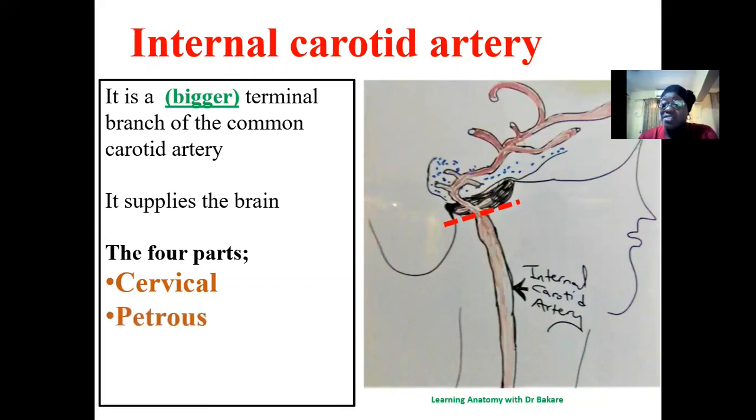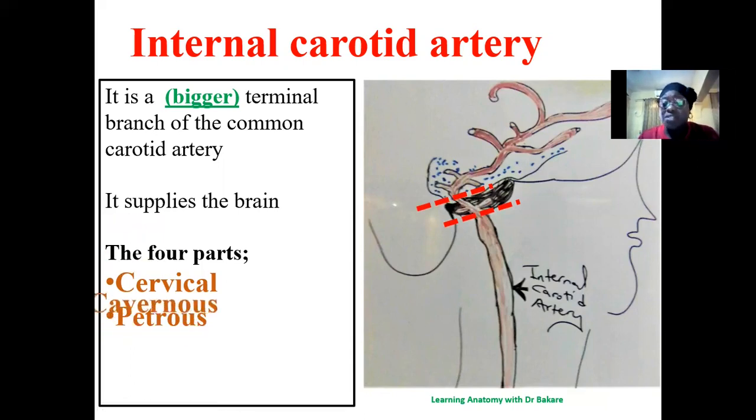Then we have the second region, which is the petrous part. The petrous part is the part which runs through the petrous part of the temporal bone. So there's a part that it runs within this space before it finally exits into the cranial fossa. And this is the petrous part, from where it is about to enter into the cranium to the point where it exits to enter into the cranial cavity.